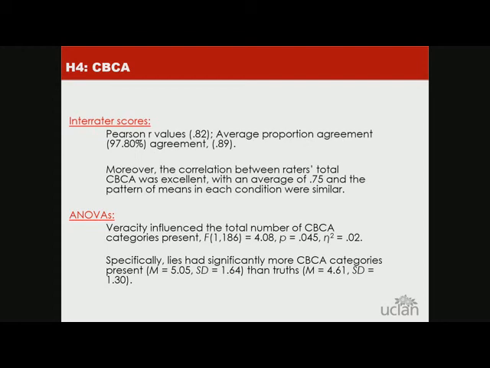The inter-rater scores were generally high, and we then ran an ANOVA. So we were looking at how veracity influenced the CBCA scores that were present in the transcripts. And we found that when participants were lying, there were significantly more CBCA criteria present. And the effect of this was that our liars were rated to appear more like truth tellers when they were rated using the coding scheme.